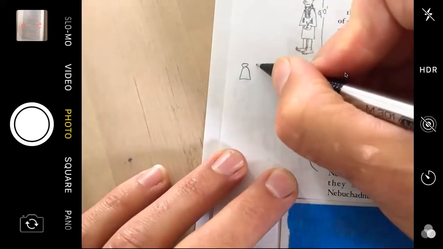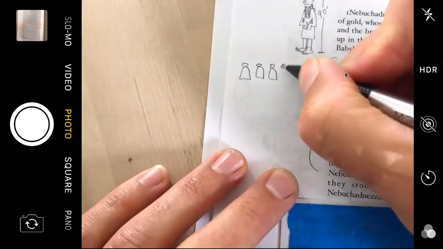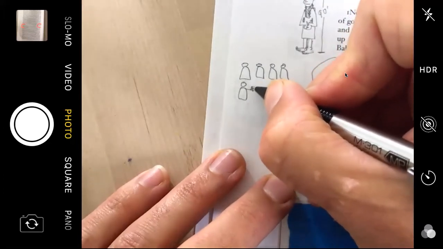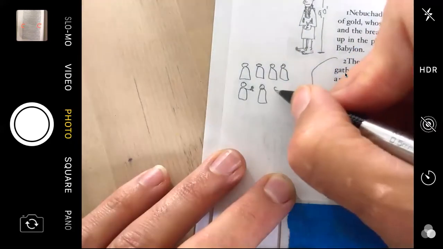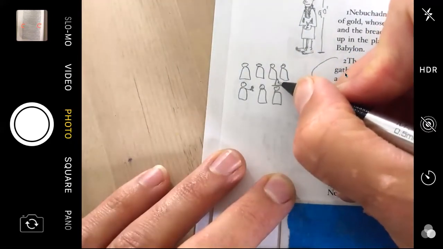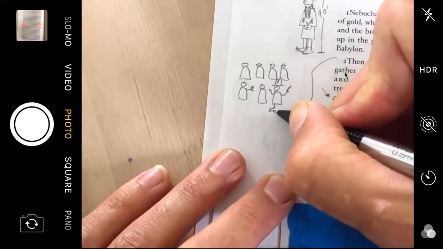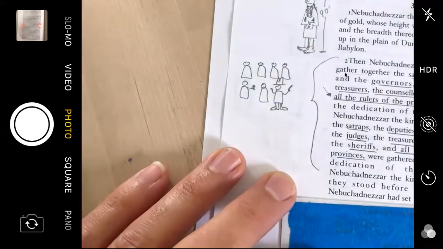Get ready. Oh, we might as well take the time to draw them all, right? Okay, here's a satrap, and he looks like this. Here's a deputy, and he looks like this. Here's a governor, and he looks like this. Here's a judge, and he looks like this. Here's a treasurer, and he has money. All right, so there's some coins. Here's a counselor, and he looks like this. Here's a sheriff, and he has a cowboy hat, and he's got pistols and cowboy boots. And feet that nobody else has. Yeah, he's the only guy with feet.